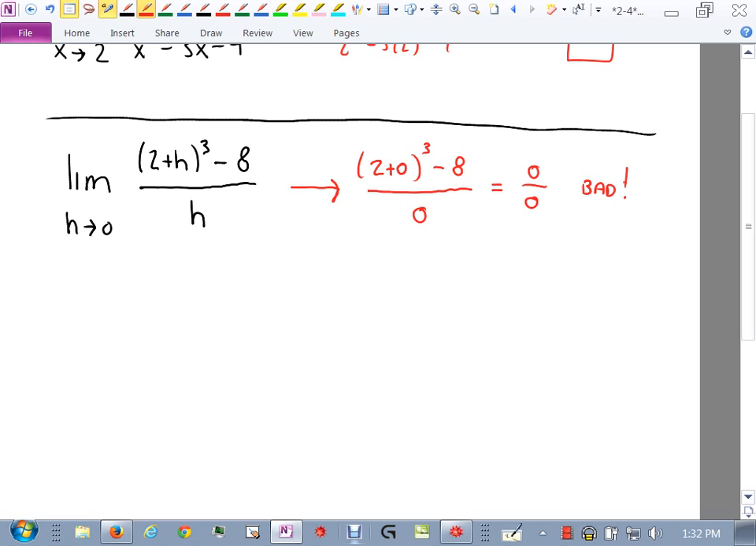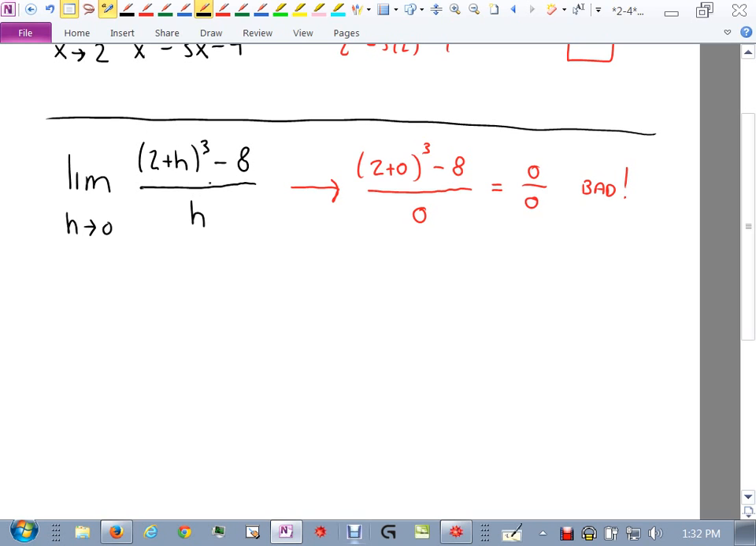I guess it depends on what you think good and bad is, right? If you like this stuff, it's actually a good thing because now you get to do some calculus. If you aren't a fan of all the algebra that we're going to have to do, then you may not like it. All right, so the only thing I can do is some sort of algebraic manipulation to this, right?